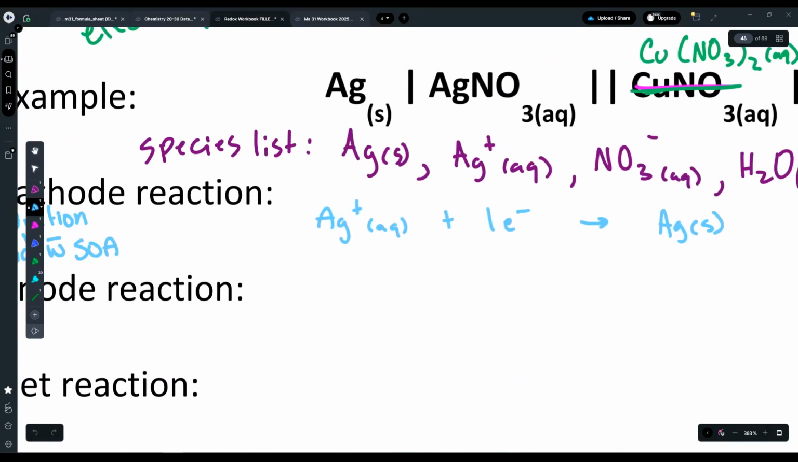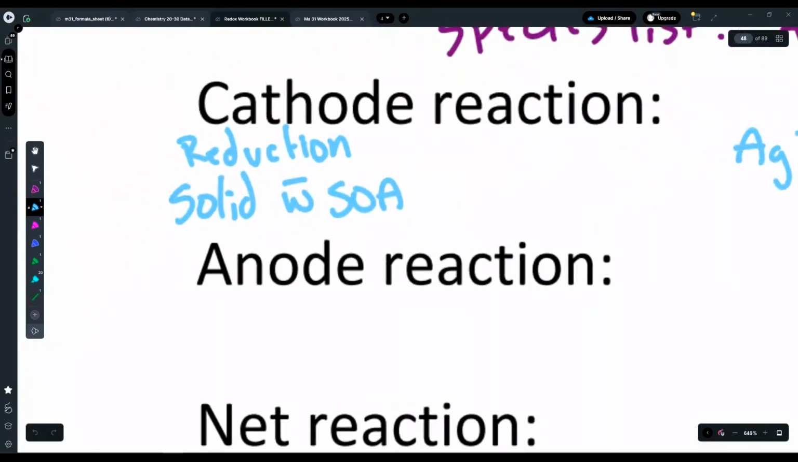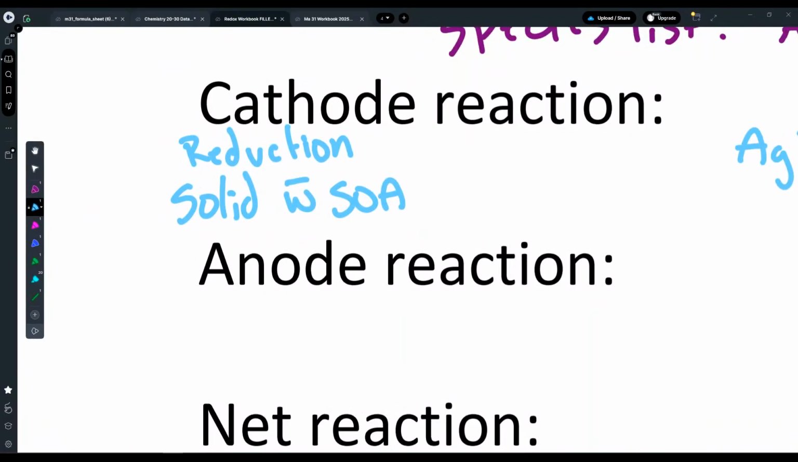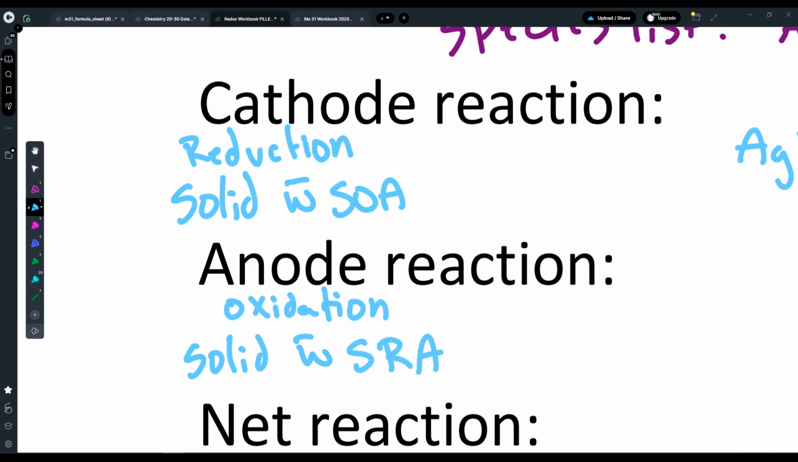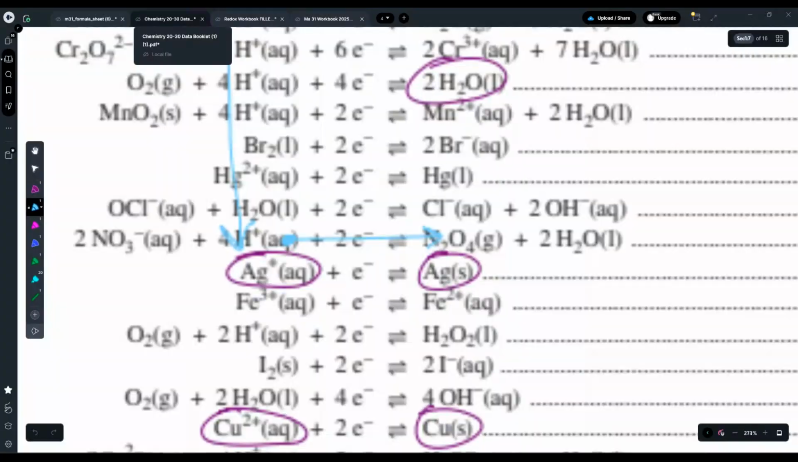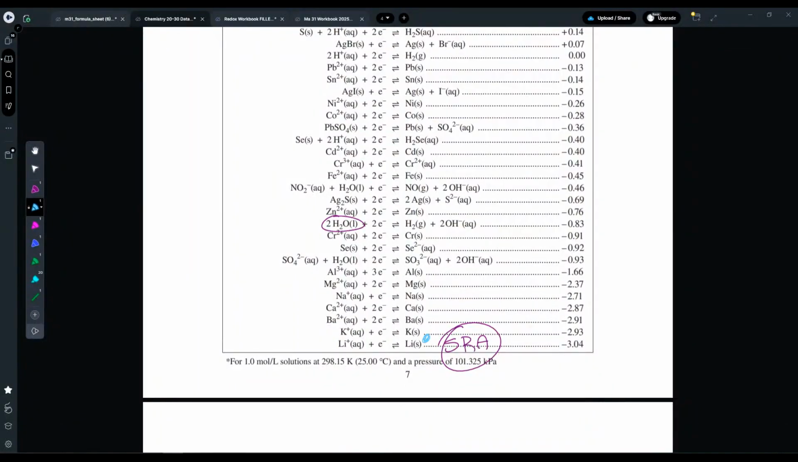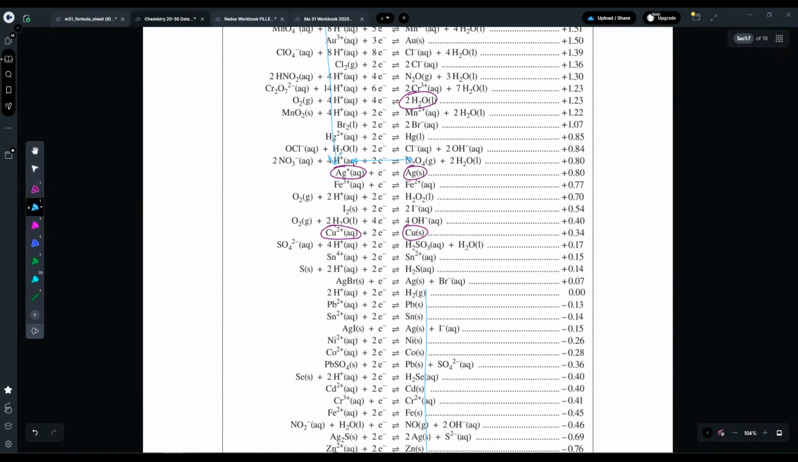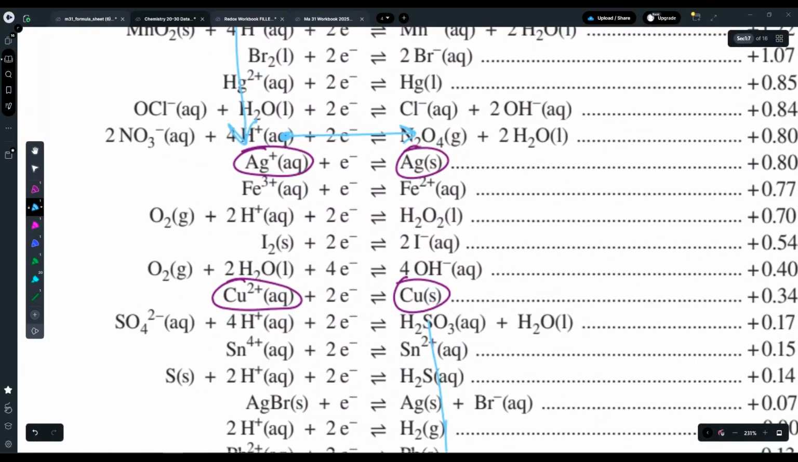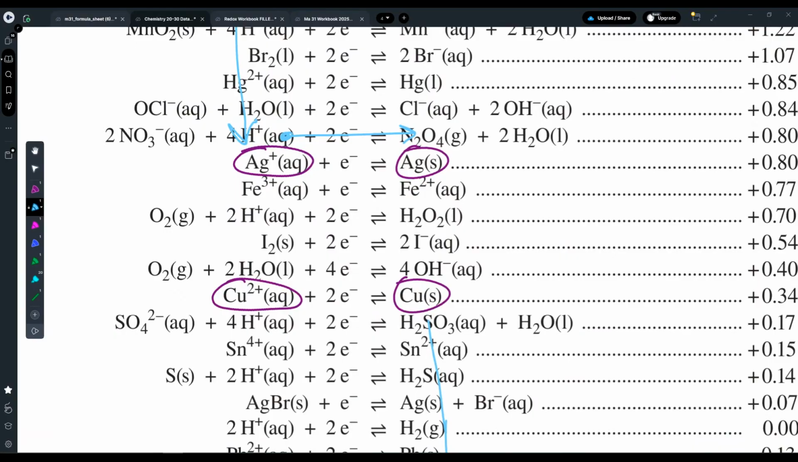All right, now we got to write our anode reaction. So our anode reaction, that's going to be our oxidation reaction, and the anode is the solid with the SRA. So our SRA, I got to start in the bottom right-hand corner. So put my finger right here, scroll it up. Now the first thing I hit is copper solid. So copper solid is our SRA, and I need to write this reaction backwards, so from right to left.